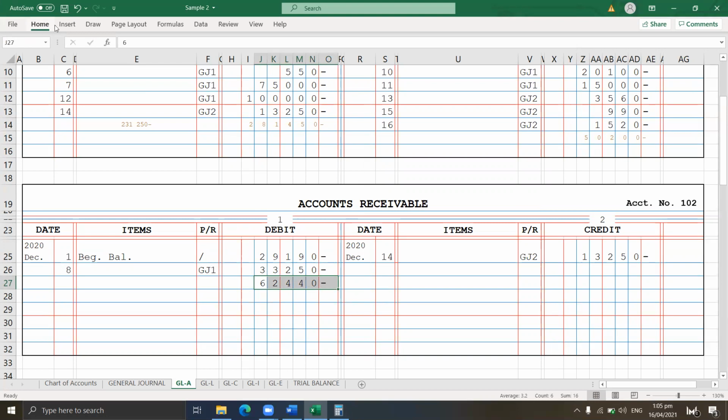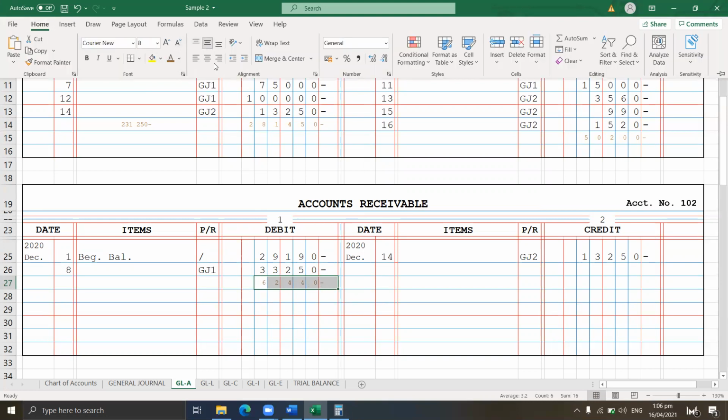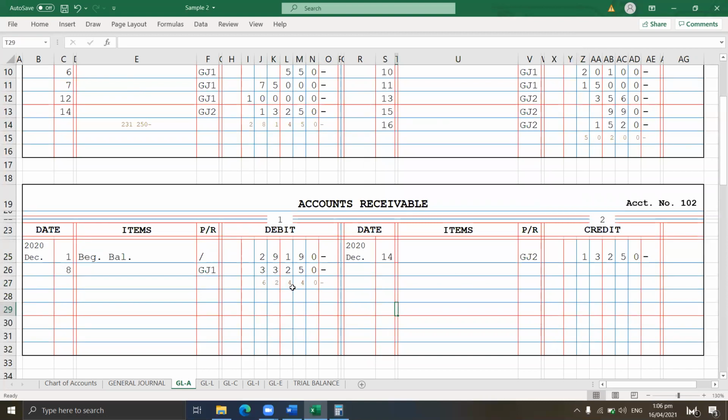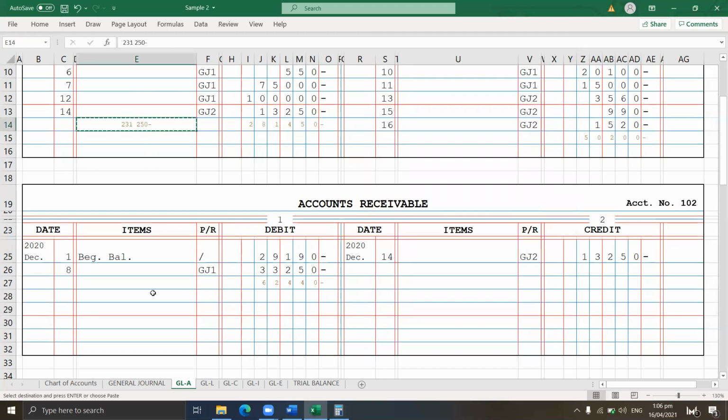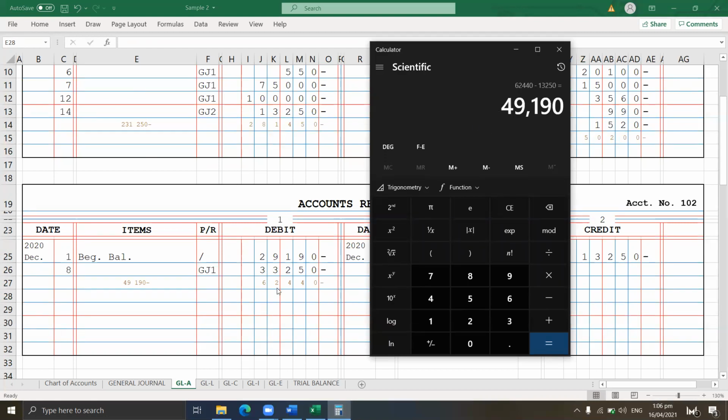Pencil footing ulit. Okay, so after that, we will be comparing the total debit and the credit. So mas malaki yung ating debit. So by how much? So minus 13,250. So the difference is 49,190, which will be written in the items column. Okay, so that's 49,190. Okay, so that's the balance of our accounts receivable. Now the difference of the debit and credit. At nasa debit kasi the normal balance of accounts receivable is debit and mas malaki yung balance natin under the debit column. Okay, so again, if you do have questions, please let me know.